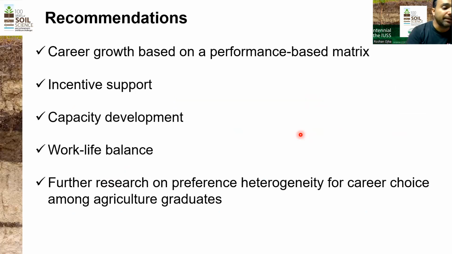That is why global support and in-country policy reformation is required to motivate and engage agricultural graduates and young scientists to stay and work in developing economies. There should be a provision of a performance-based matrix promotion system rather than the conventional competitive exam-based promotion system. Incentives in terms of top-up research support funds and need-based capacity development are required.